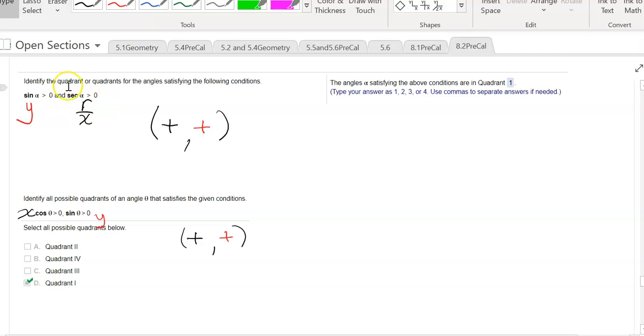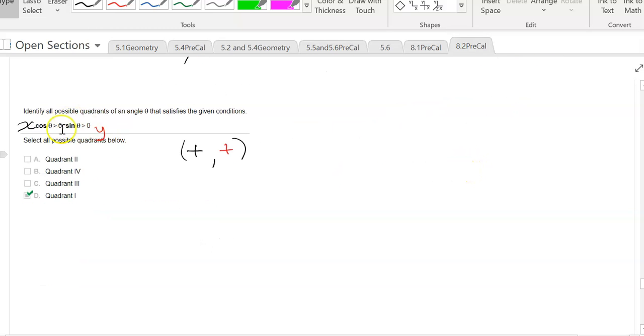Here, I'm looking here. Our r is 1, so I'm just looking that they're both positive. Where does this happen? Quadrant 1. And once again, they're both positive. This happens in quadrant 1.